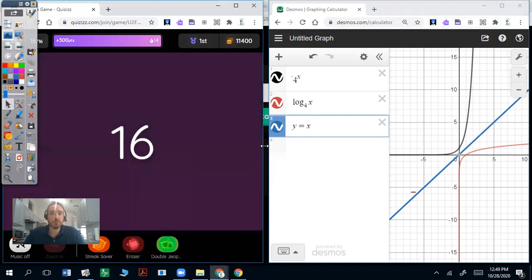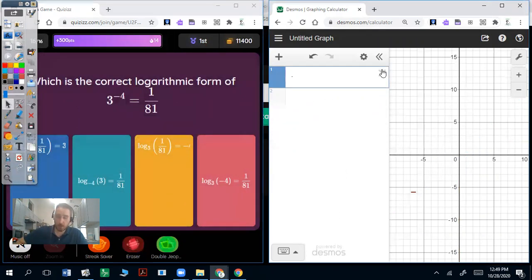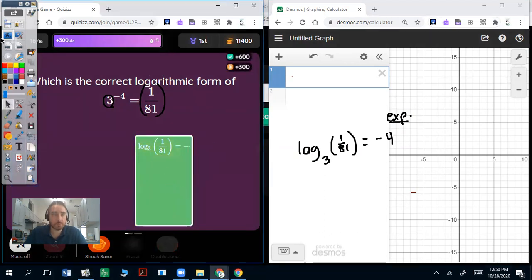And one more. What's the correct logarithmic form? This one's kind of a gimme, hopefully. But the correct logarithmic form of this is going to be log base 3. That's your base. And then you go to the other side. That goes in your parentheses. And then you set it equal, always equal to your exponent over here. So it should be log base 3 of 18 over 81 equals -4. And of course, my thing's a little wonky, but it should be that one there.